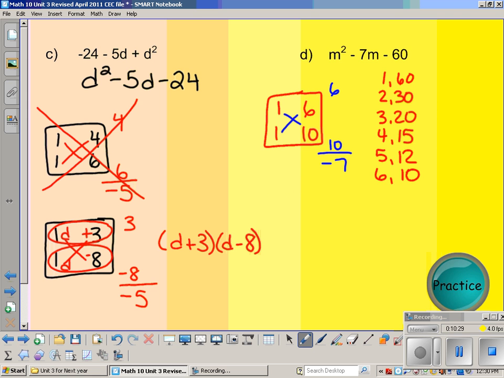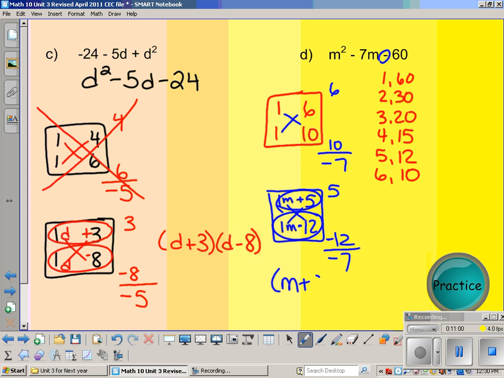Try 5 and 12. We've got 5, we've got 12, we need -7. It works with a -12. Notice you can always do a quick check on your signs too. So now we're saying we have a +5 and a -12. A positive times a negative gives us that last negative. Make the 12 negative, make the 5 positive, put m's in your factors, and we end up with m plus 5, m minus 12.